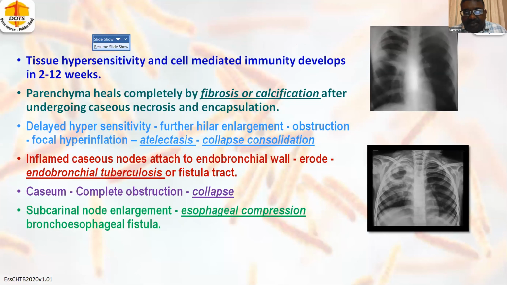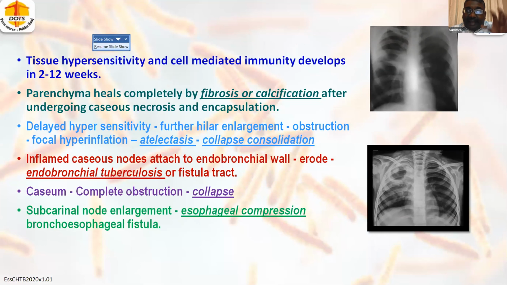The tissue hypersensitivity and the cell-mediated immunity develop in 2 to 12 weeks. The parenchyma heals completely by fibrosis or calcification after undergoing caseous necrosis. And delayed hypersensitivity, this is important. Further hilar involvement causes obstruction. When it causes obstruction of the bronchus, the area distal to the obstruction will go in for hyperinflation. That will result in atelectasis and collapse consolidation.